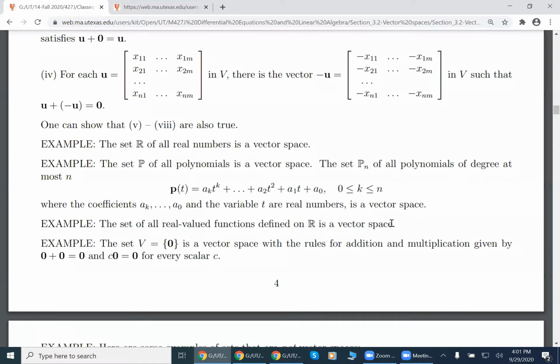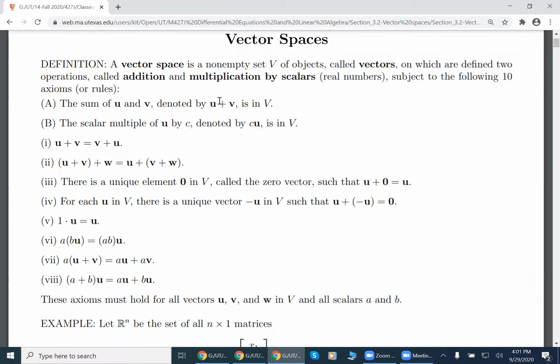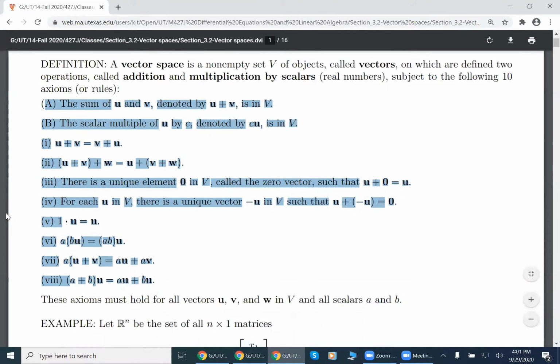And again, we prove that this is a vector space in the same fashion as before. We show that this set with the usual operations of addition and multiplication by a scalar satisfies all 10 properties.